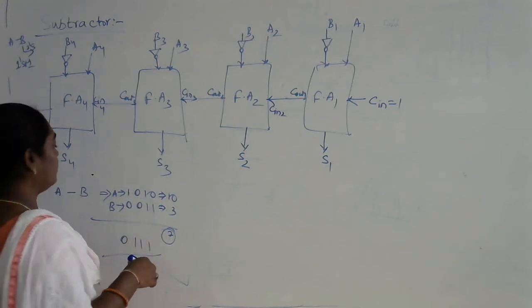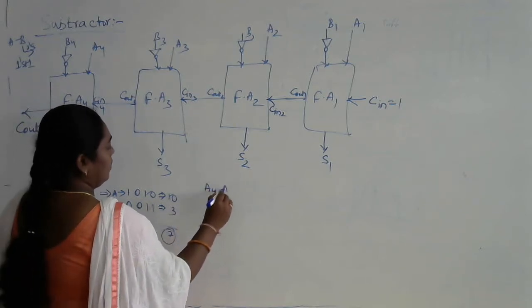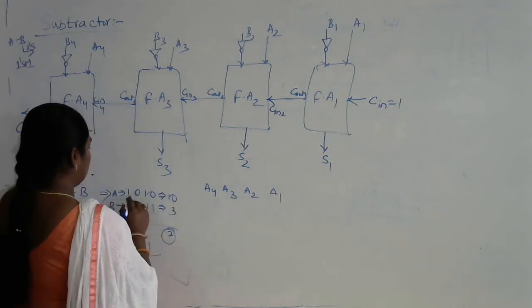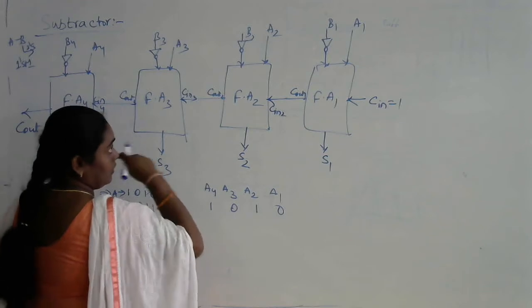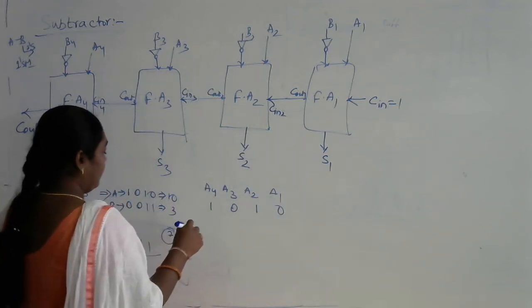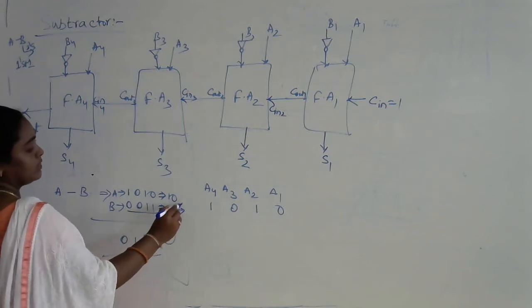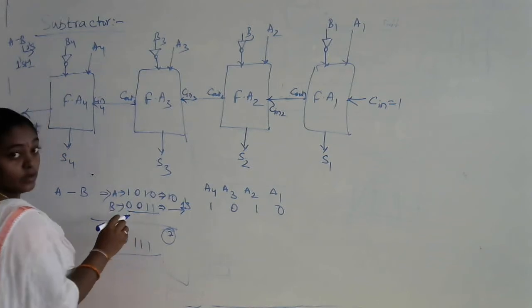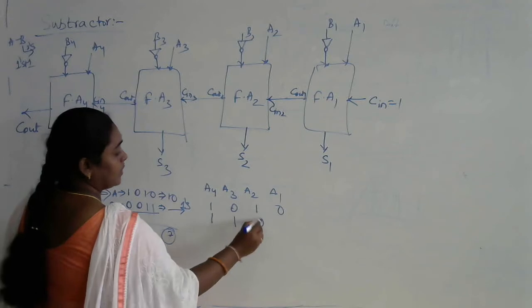Similarly, here let me write A as A4, A3, A2 and A1, which is 1010. For A1, A2, A3, A4 I am getting the same values as they are. For B, which is 0011, we need to take the 1's complement. The 1's complement is replacing 0 with 1 and 1 with 0, so it becomes 1100.